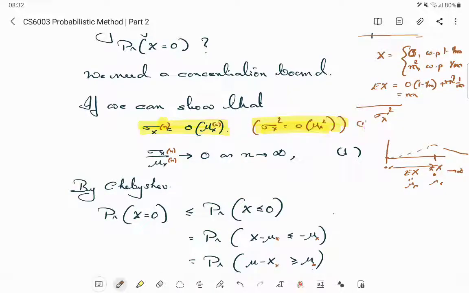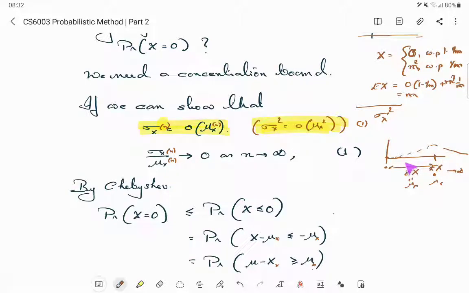Let me number this as 1. Our task is limited to showing that the standard deviation of this random variable is little o of the mean of that same random variable. So the standard deviation grows asymptotically at a rate which is slower than the rate at which the mean grows. Now it's a very intuitive picture, right?